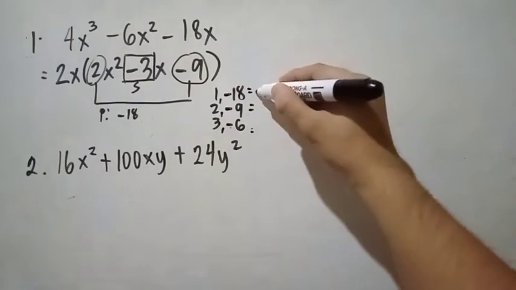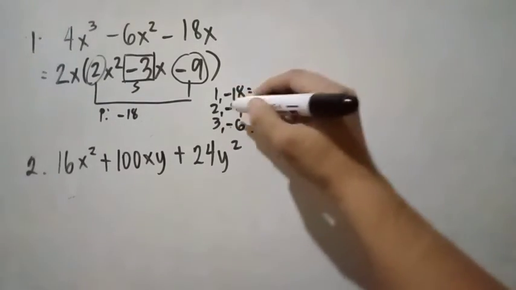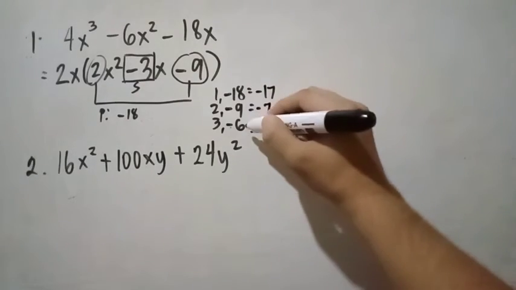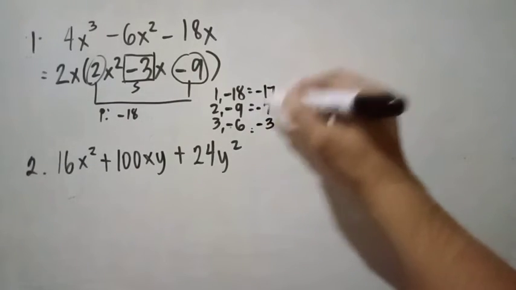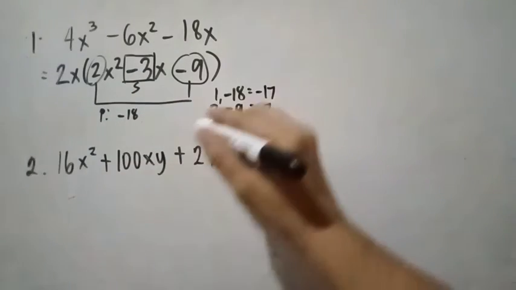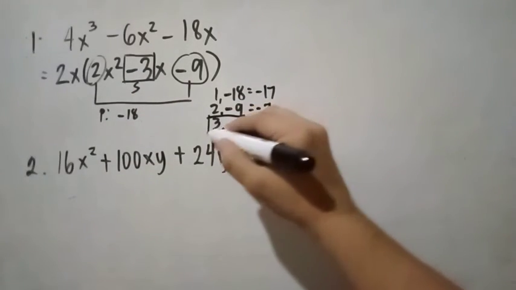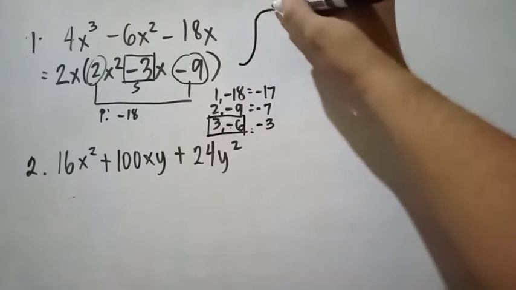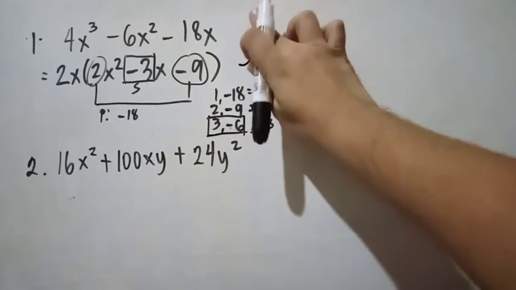1 plus negative 18 is negative 17. 2 and negative 9 is negative 7. 3 and negative 6 is negative 3. And that's it. Nag-equal siya dito. So yung kailangan natin ay 3 tsaka negative 6. Now, iangat muna natin. Ayan.